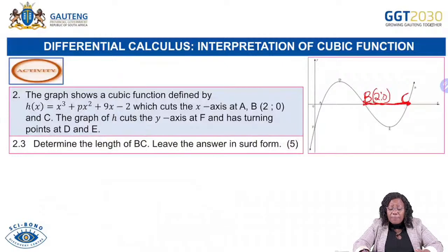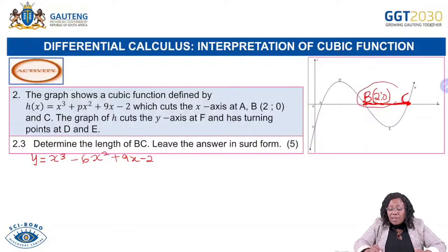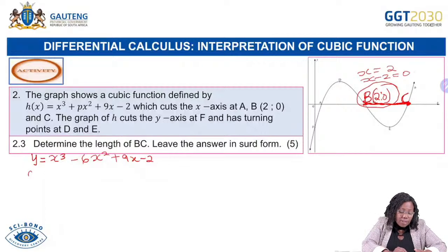And C is the x-intercept of this cubic function. Okay, that means we must look for the x-intercept of this cubic function. Remember, it is x cubed minus 6x squared plus 9x minus 2. Basically, we already have one factor, which is x equal to 2. If we take this back, it was x minus 2 equal to 0. So we have a factor x minus 2.